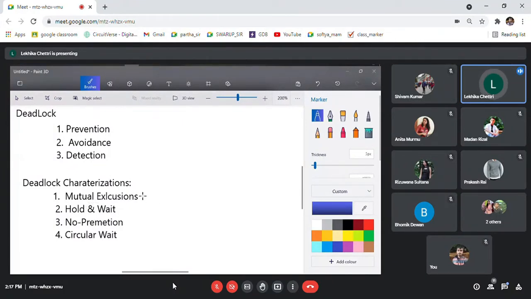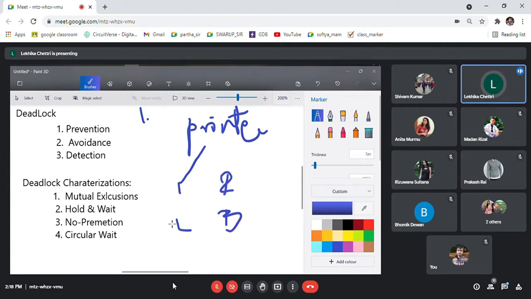So what is mutual exclusion? First we'll go for mutual exclusion. Mutual exclusion means at least one resource must be held in a non-shareable mode. For example, your printer. If a network of computers is connected to one single printer, and say four people, 1, 2, 3, 4, all of them want to print. If number one is printing, then numbers two, three and four are in deadlock. They cannot do anything right now because the printer is already in printing mode.